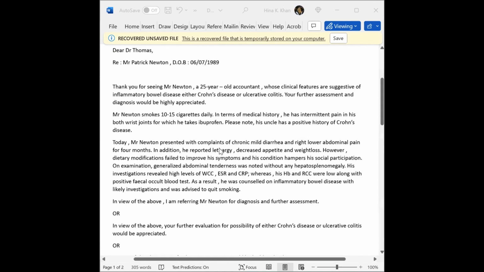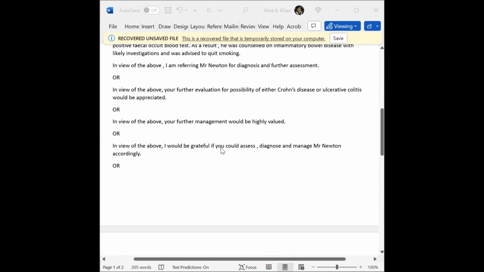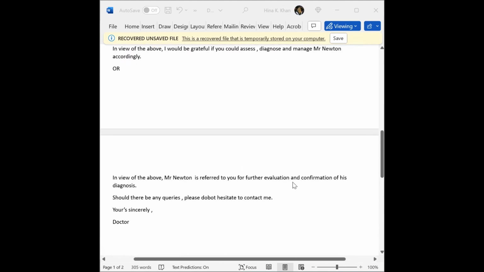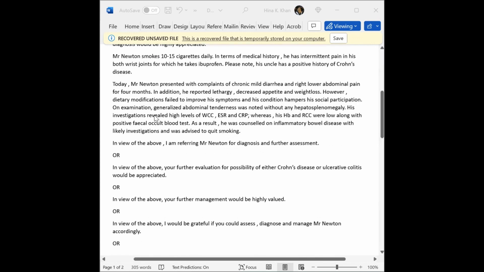So here is the letter for today. These are the different ways in which you can write the conclusion, and it just depends upon you. And if you see the content, the content is on the point. There is no irrelevant or unnecessary information that's not required by a gastroenterologist. I'm writing to a doctor who is a doctor of abdomen or gastro, so I will not mention anything irrelevant. I hope you like this. Thank you.